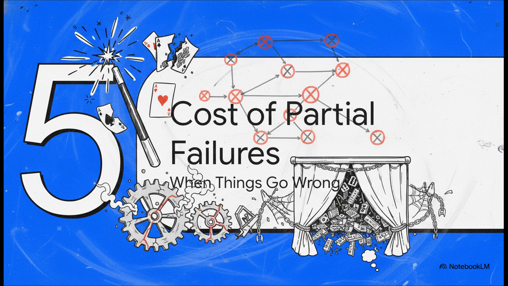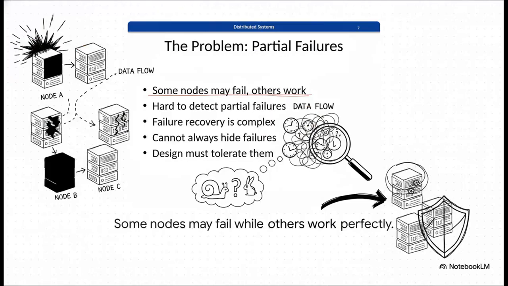Section 5. The cost of partial failures when things go wrong. We've been talking a lot about this illusion of perfection, but here is the harsh reality. In a truly distributed system, partial failures are basically guaranteed. Some nodes are going to crash and burn entirely, while others just keep humming along like nothing happened. And trying to detect those partial failures, it is an absolute engineering nightmare.